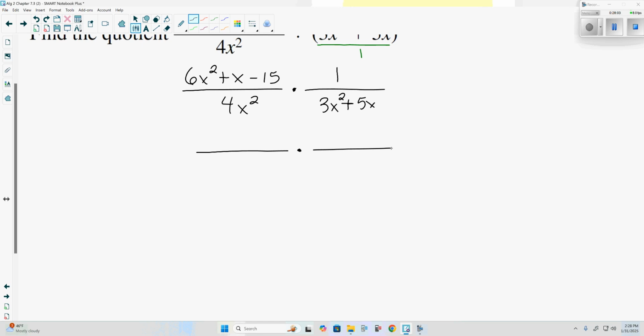So besides that, this is the exact same. One of the numerators is going to be 1. Now we need to factor here. The 3x squared plus 5x is going to be a little nicer to factor because the greatest common factor is x. And if we factor it out, we're left with 3x plus 5. Now, if we look at 6x squared plus x minus 15, is there a greatest common factor between these three terms? No.